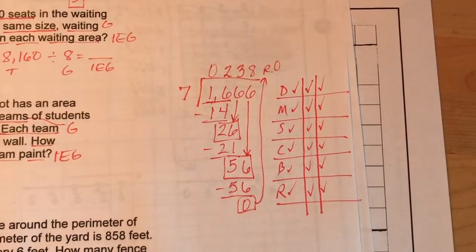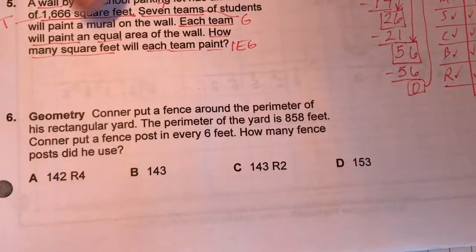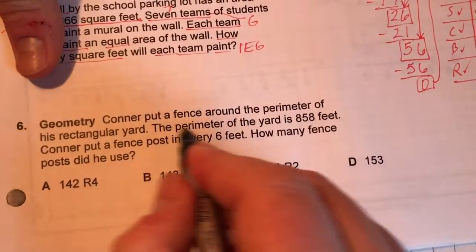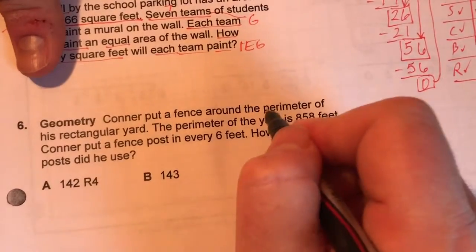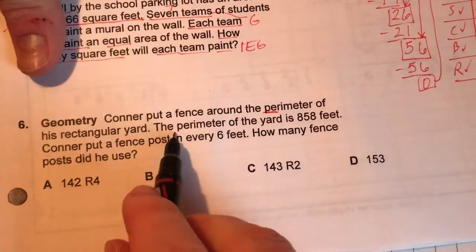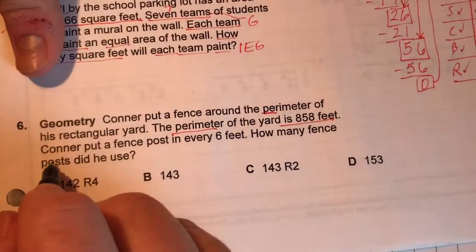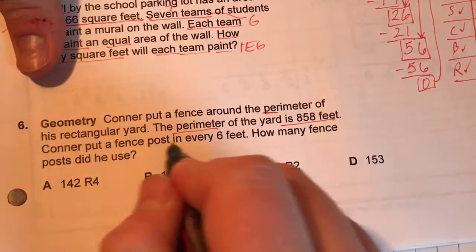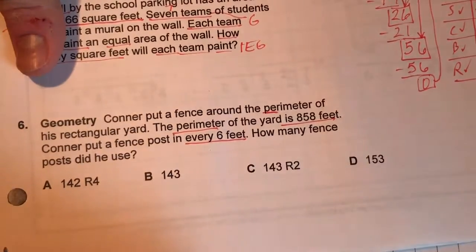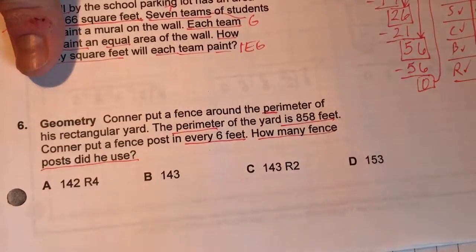Okay, and then number 6, we have another word problem. Connor put a fence around the perimeter. Remember, you P around the perimeter. It's the distance around the yard. The perimeter is this many feet. Connor put fence posts every 6 feet. So how many fence posts did he use?